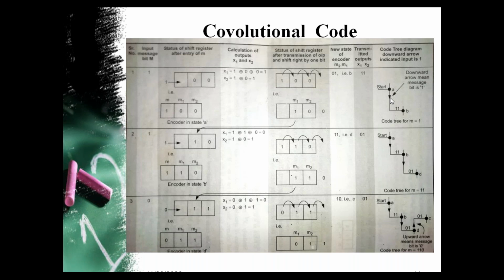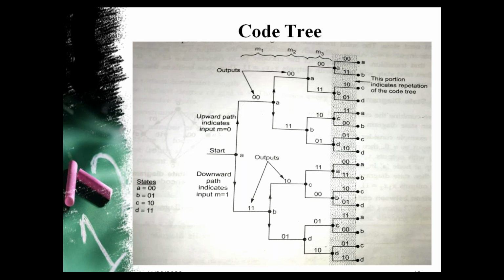Therefore, with 1 as the input, the next state will be B. We have seen how that comes. And along that branch, that path from A to B, we represent the output bits. We have seen here the next state is B, and the output bits are 1 1. It is represented here. Like that, we can complete all of it. We can represent all the possible combinations as the code tree that is represented here. Here you can see the states are A, B, C, or D, that is 00, 01, 10 and 11. These are the states of the encoder.